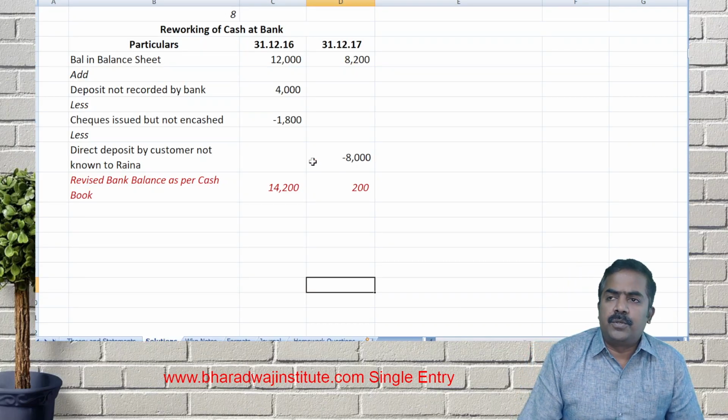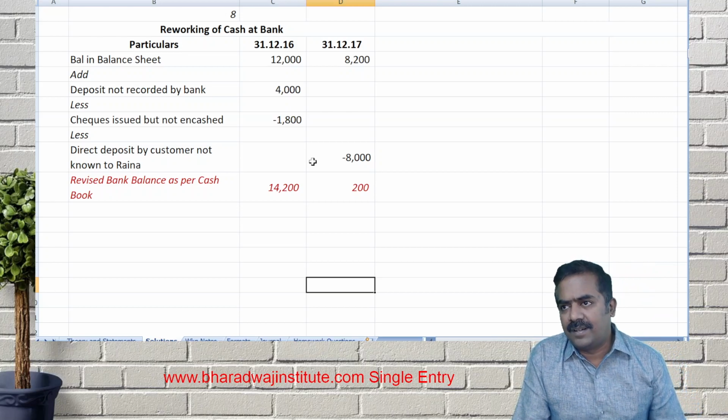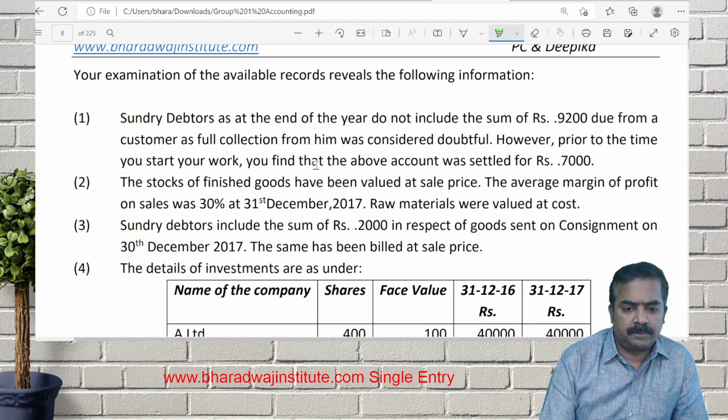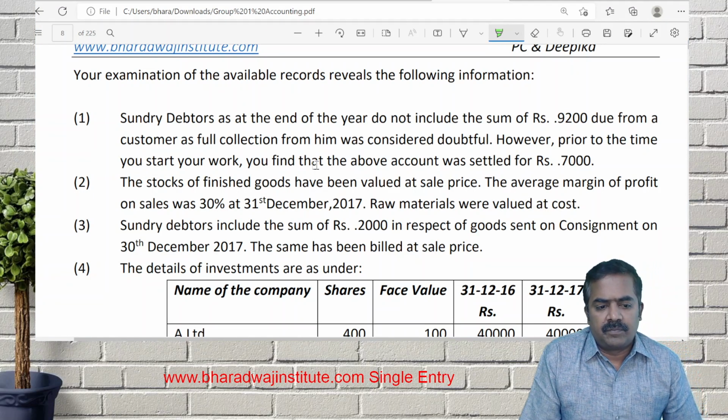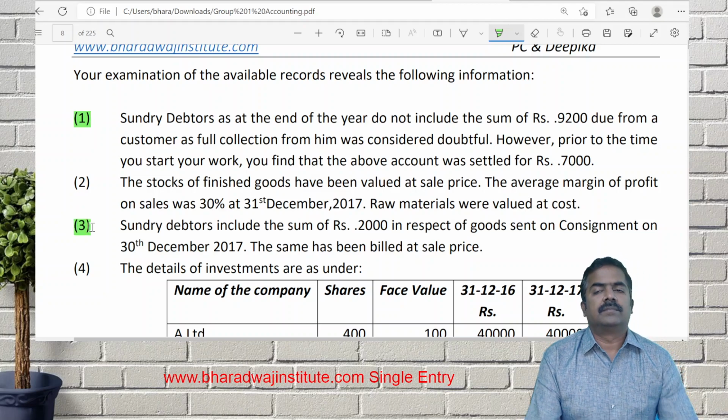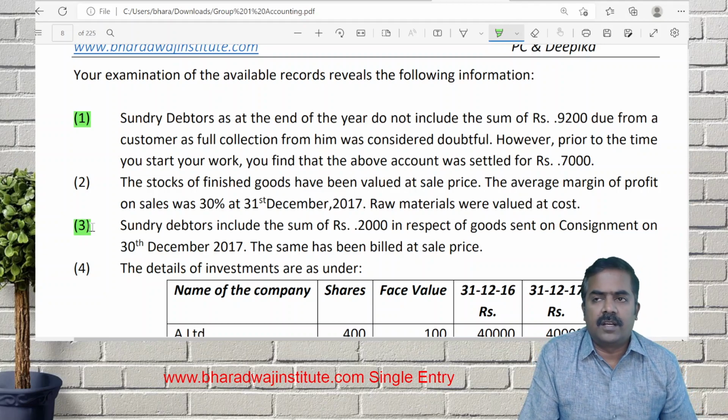Next, do the solution. Next, do the working for which one? Debtors. Right. Debtors should be adjusted based on adjustment number 1 and adjustment number 3. Try to work out and tell me the answer.